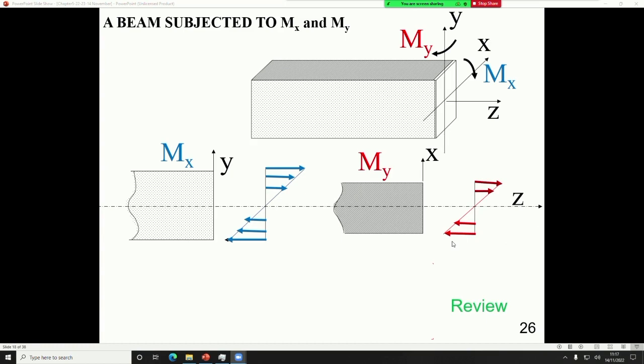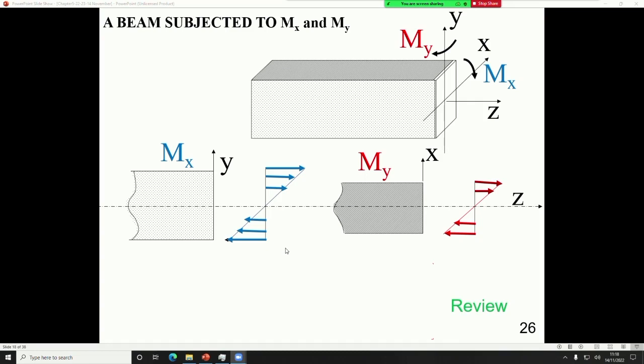Now look at the force applied in the xz plane and the bending moment about the y-axis. That also produces normal stresses in the z-direction, but look at the profile. Both of these two moments apply normal stresses in the z-direction. I know they are applied in different planes, but the stresses from them are in the z-direction. Therefore, I am allowed to add them up. I am allowed to solve them separately, and the normal stresses can be added together.